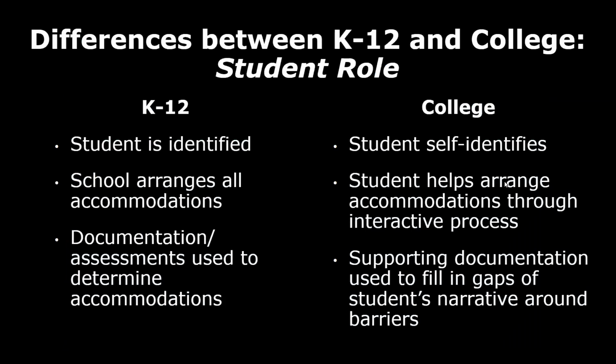So a little bit about some differences between K-12 and college. We'll start with the student role. Before we get into what's here on the slide, there are some pretty big differences between how accommodations are handled at the K-12 level and at the college level. At the K-12 level, the student is identified by the school as needing some supports or academic adjustments. The school also arranges all of those accommodations, and then that documentation and assessment piece is used to determine those accommodations.